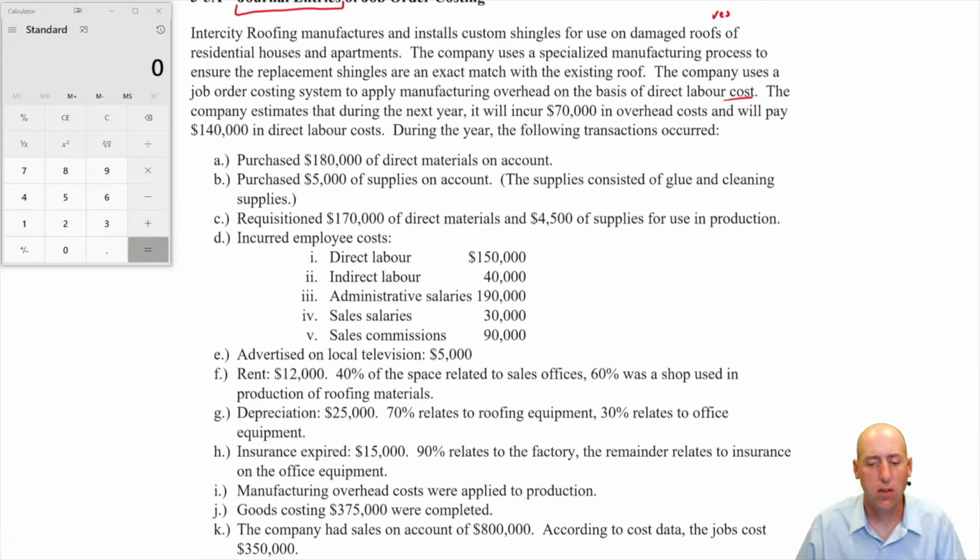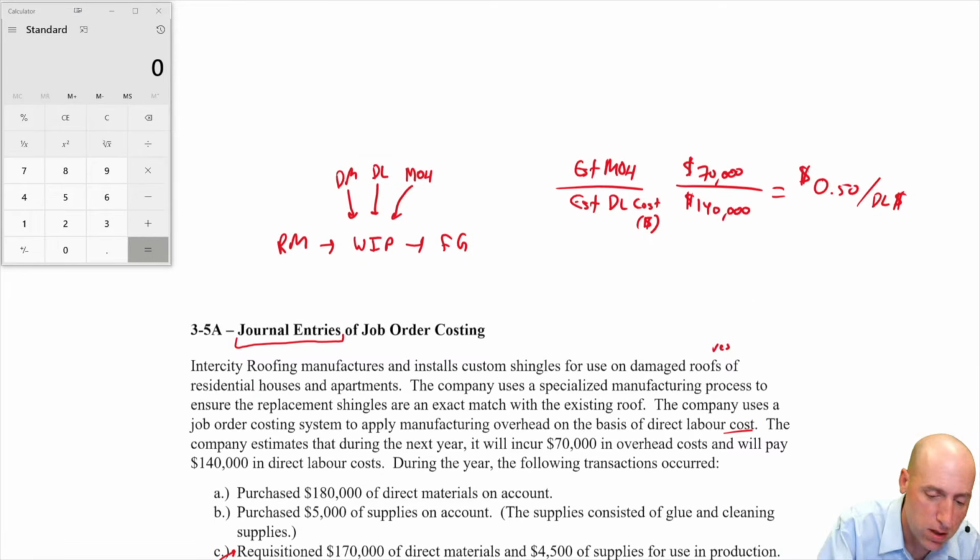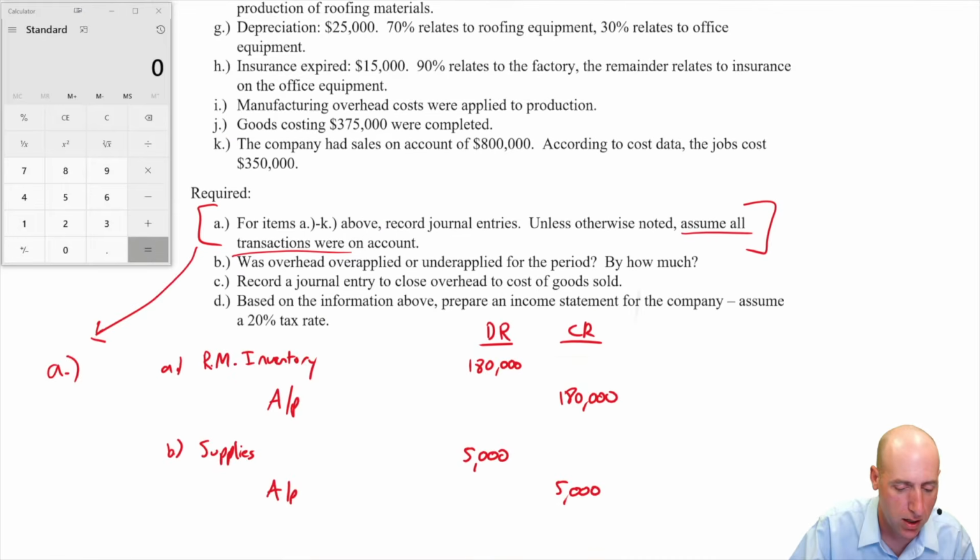Requisition $170,000 of direct materials and $4,500 of supplies for use in production. Requisition is a fancy way of saying got it out of the warehouse. It's the paper trail. The accountant looks at a piece of paper that says we took $170,000 worth of direct materials and $4,500 worth of glue and whatever else cleaning supplies out of our warehouse, and we started to use it. In other words, this direct materials, particularly we'll focus on that, this direct materials went into WIP. We started to use our direct materials to make a product.